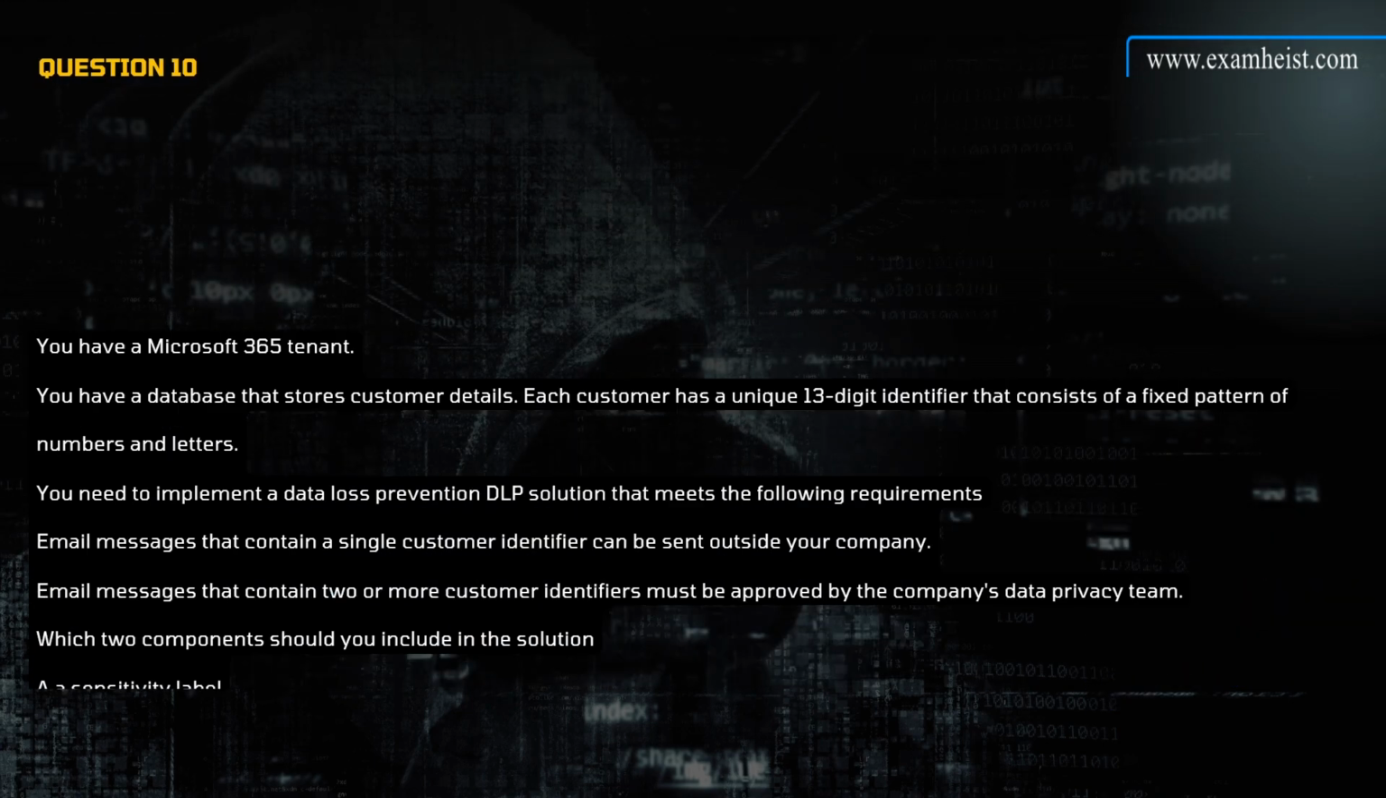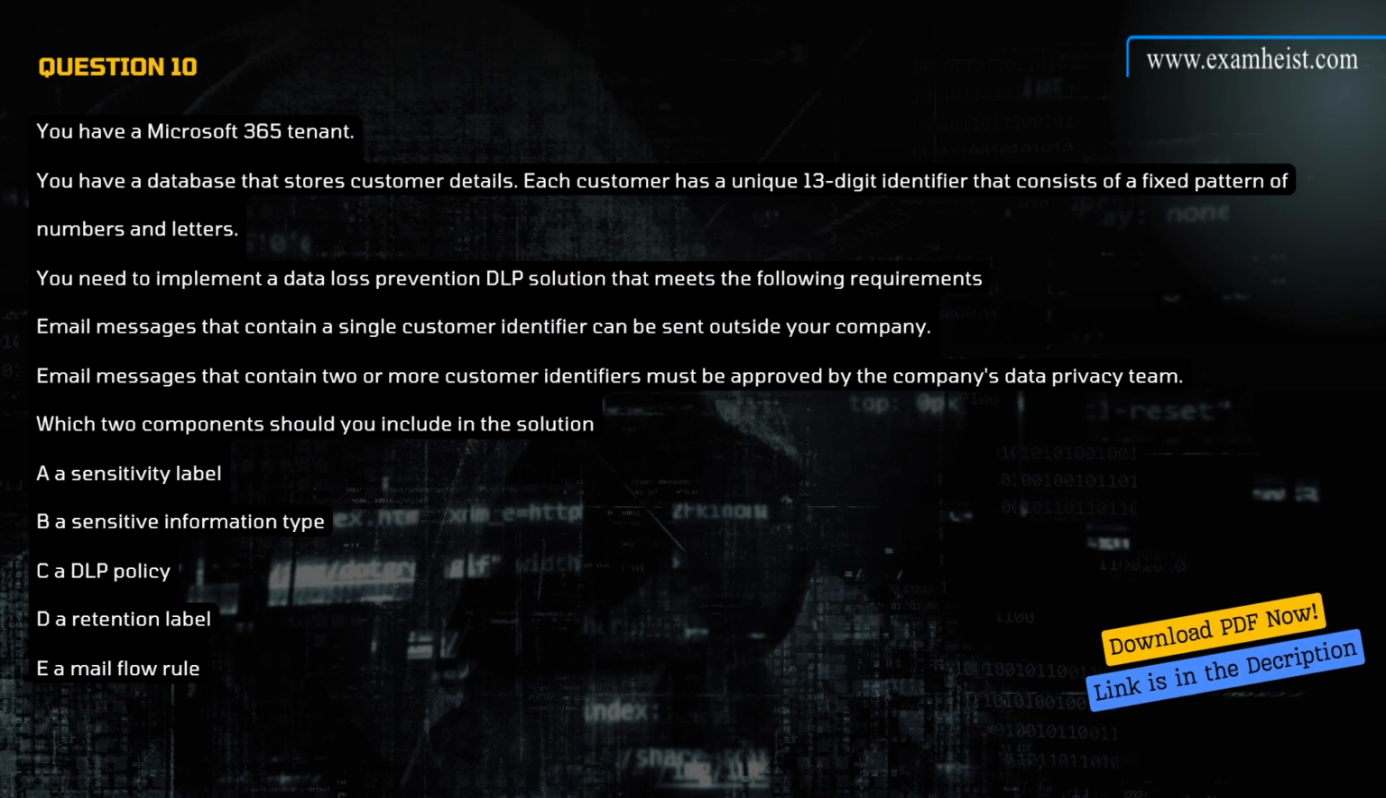Question 10. You have a Microsoft 365 tenant. You have a database that stores customer details. Each customer has a unique 13-digit identifier that consists of a fixed pattern of numbers and letters. You need to implement a data loss prevention DLP solution that meets the following requirements. Email messages that contain a single customer identifier can be sent outside your company. Email messages that contain 2 or more customer identifiers must be approved by the company's data privacy team.